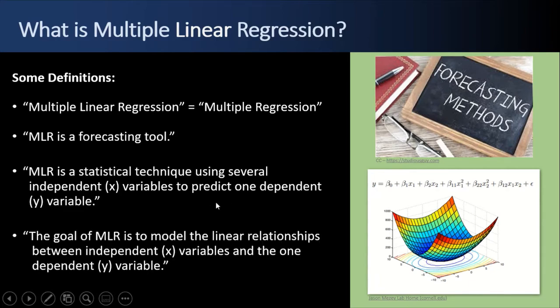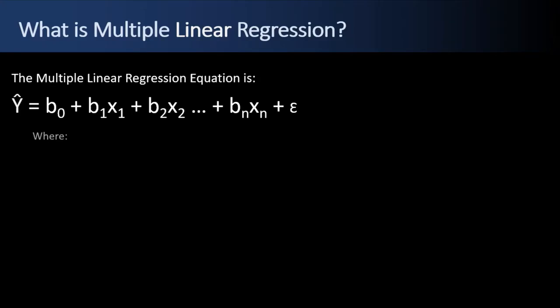And finally, the goal of MLR is to model the linear relationships between the independent x variables and the one dependent y variable. And it frequently is a plane, could be curvilinear, doesn't have to be, but it's not just a simple line, it's going in multiple directions. The multiple linear regression equation is y hat equals b0 plus b1x1 plus b2x2 repeating out to bnxn plus e, an error coefficient or value.